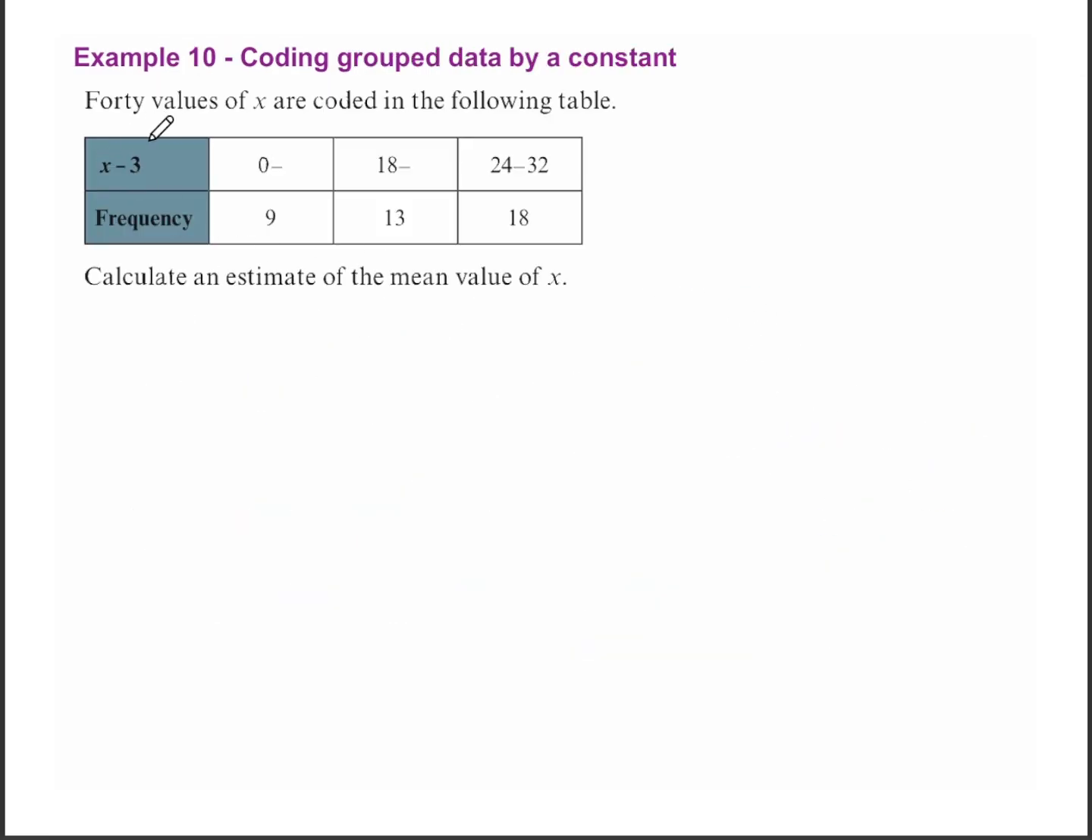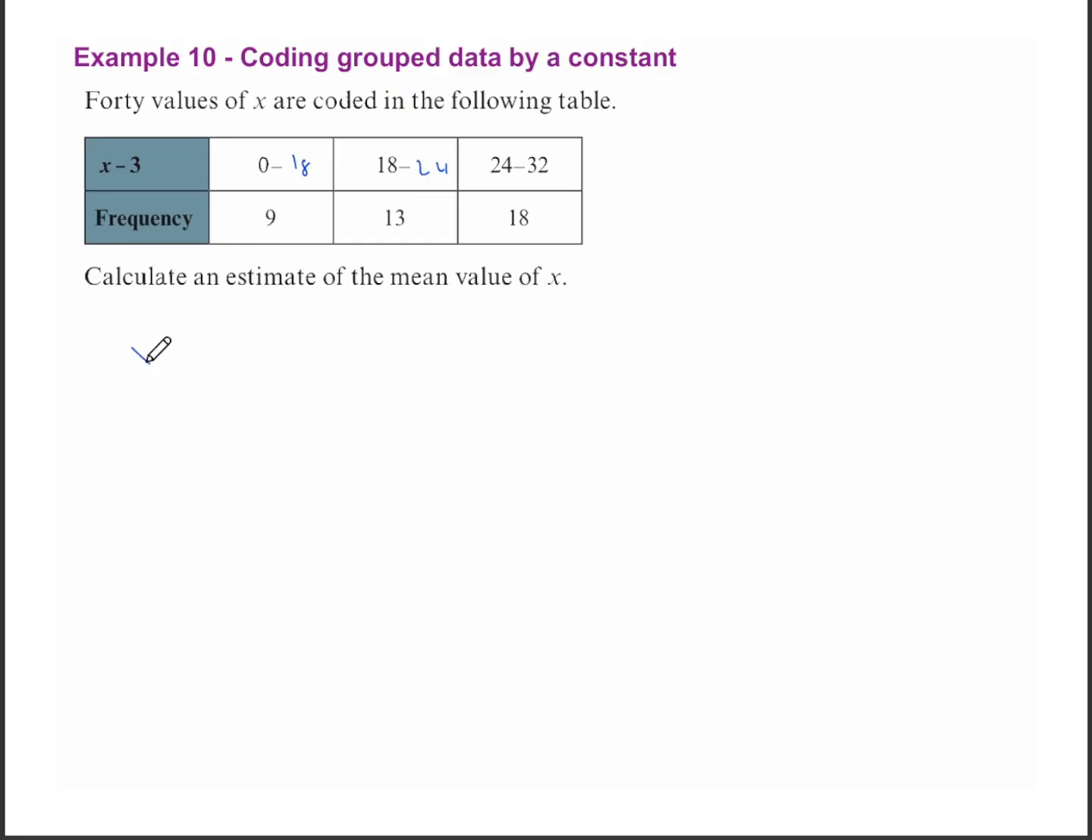Next, we're told that 40 values of x are coded in the following table, where the values of x minus 3 were given in group data. From 0 up to 18 has a frequency of 9. From 18 up to 24 has a frequency of 13. And from 24 to 32 has a frequency of 8.